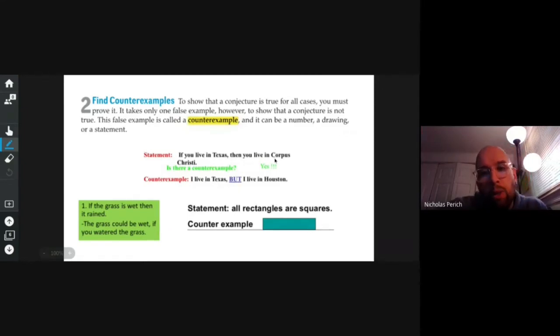Okay, so this statement, if you live in Texas, then you live in Corpus Christi. And someone could say, no, I live in Houston. So your statement is false. If the grass is wet, then it rained. Well, no, that could be false, because I could have watered the grass, or maybe it snowed, or maybe I dumped a bucket of water on it. Sprinklers. Yes, Santiago. All rectangles are squares. And I could say, well, no, this rectangle is not a square. So those are counterexamples. Counterexamples is probably the part of the section that you'll love, because it gives you an opportunity to argue the point and prove somebody wrong.